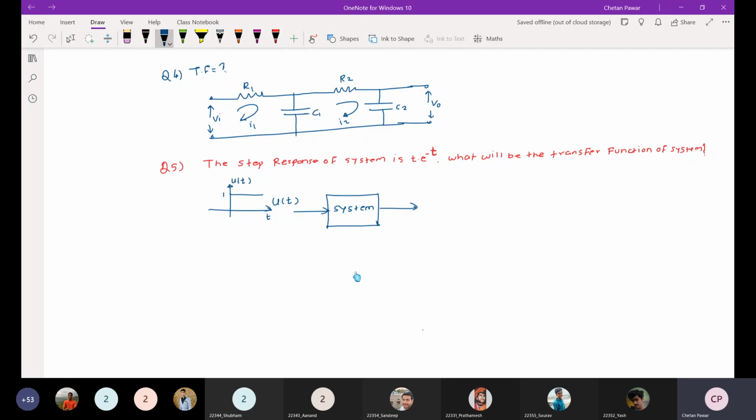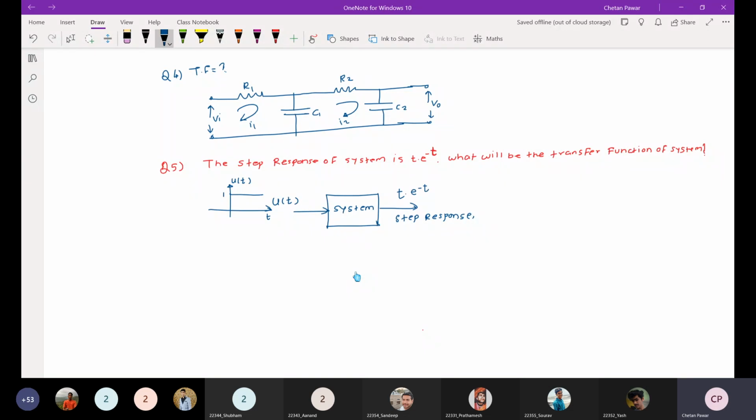When you apply the step signal to this particular system, whatever output we are getting is called the step response. So what is the statement here? Step response of the system is t into e raised to minus t. So when we apply the unit step, output will be t into e raised to minus t.